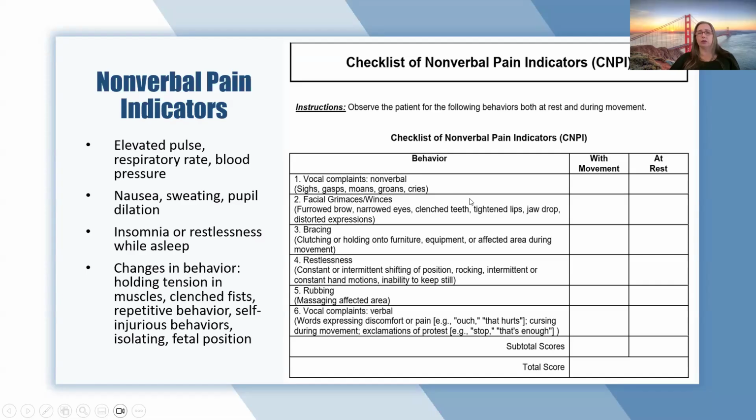Other nonverbal cues: sighing, gasping, moaning or groaning, crying out with movement in a certain way or touching something, facial grimaces, winces. All of those things can be clues to us that the individual is having some kind of pain or discomfort. So we want to be aware of those things and pay attention to them when we see them in our clients.